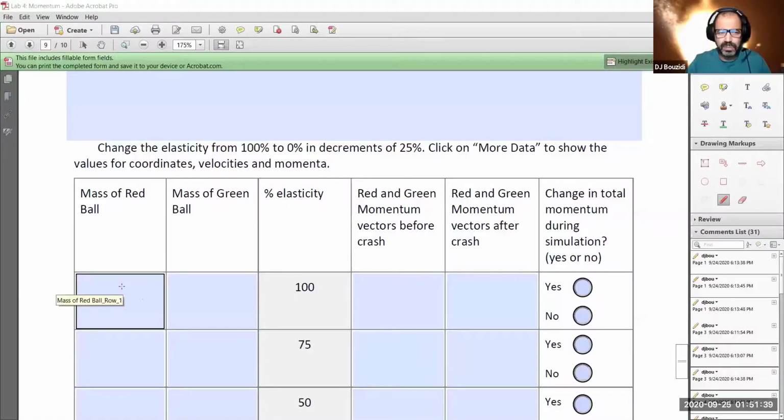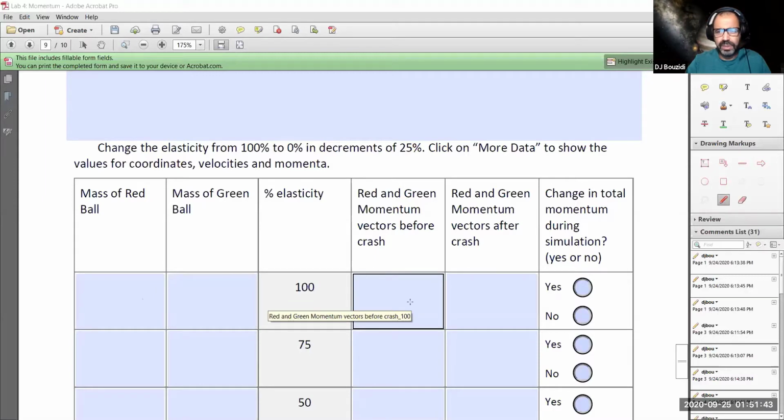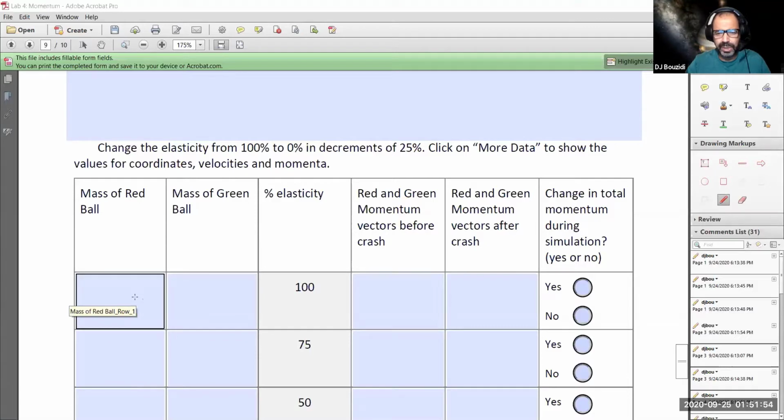So when I stop in here, come to my lab experiments in here, to my lab report form in here. I chose this one to be 0.9. I chose this one to be 0.7. The momentum before was 0.25 kilogram meter per second. This one was 0.7 kilogram. This one was 0.9 kilogram. And the momentum after turned out to be the same thing, 0.25.